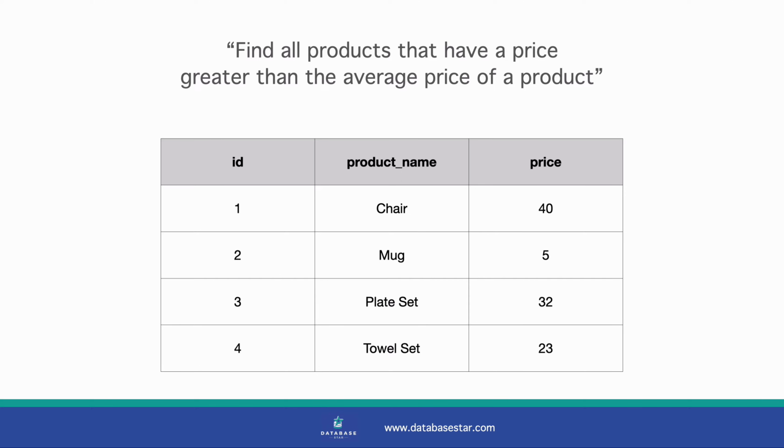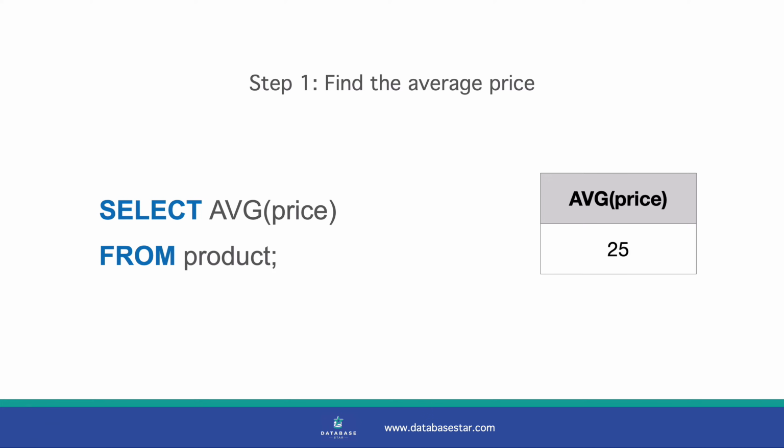How can we write a query like this? Step 1 is to find the average price of a product. We can do this using the AVG function in SQL. Our query may look like this. This query will return a single value which is the average price of the products. In this example, it's 25.